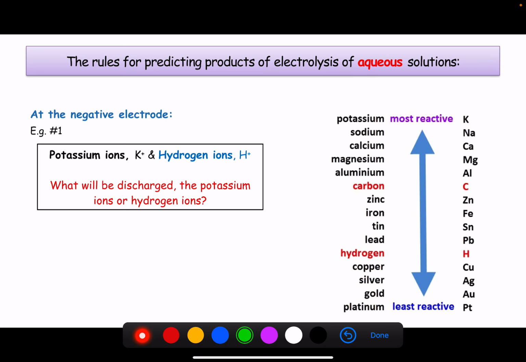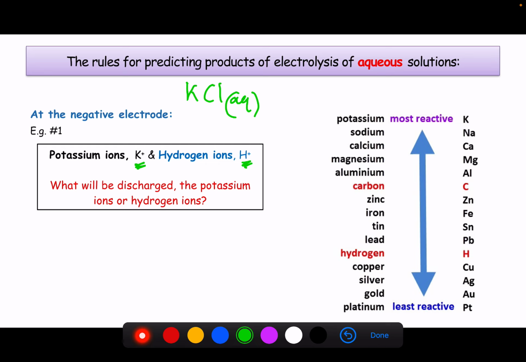So let's look at some examples. In the electrolysis then of aqueous potassium chloride, let's think about what will form at the negative electrode. Well, clearly, I'm just talking about the positive ions, okay? Because we're talking about the negative electrode to which will be attracted the positive ions. But only one of these will be discharged.